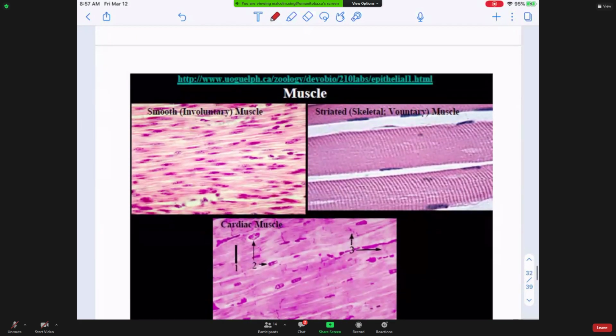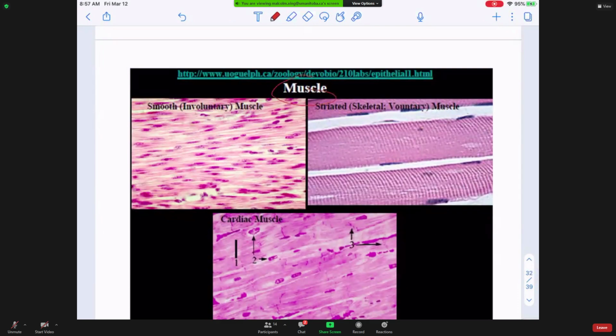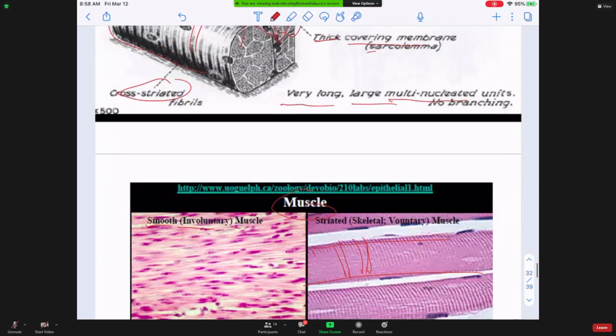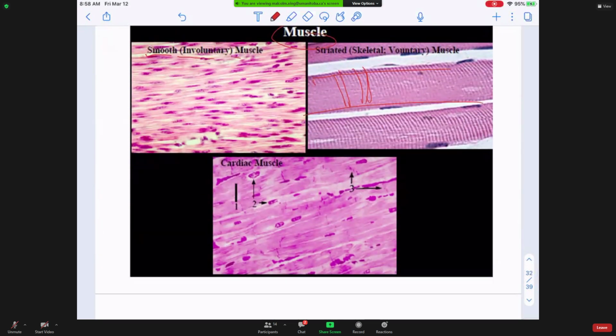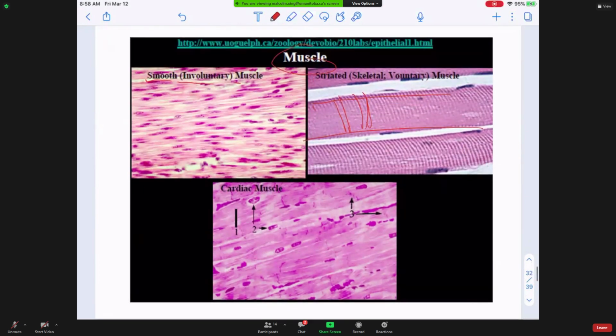If you take a look at the details of the muscles, we see the smooth involuntary muscle. But this one is more directional, skeletal muscle. And you will see the cross-striated fibers. The cardiac muscle is not as specific as skeletal muscle, but also has some direction. Like this one, that's the nucleus, and the fibers.